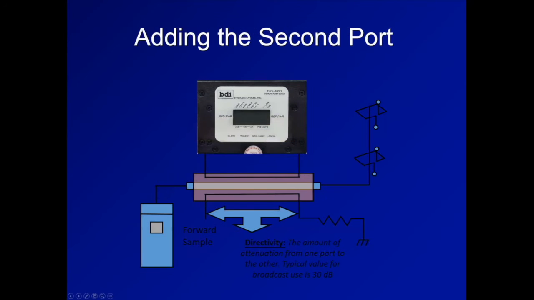So just a quickie thing here on second ports. You'll notice that our power meter, which is the electronics part of this, is attached to one side. What we do is we terminate both the forward and the reflected port in 50 ohms, and we use that one set, forward and reflected set, for the power meter. But you can also have a second port that's available for measurement. And I mentioned directivity, which is the amount of attenuation from one port to the other. In other words, that is the isolation between ports. A typical value for broadcast use is about 30 dB or about 1.06 to 1 VSWR.